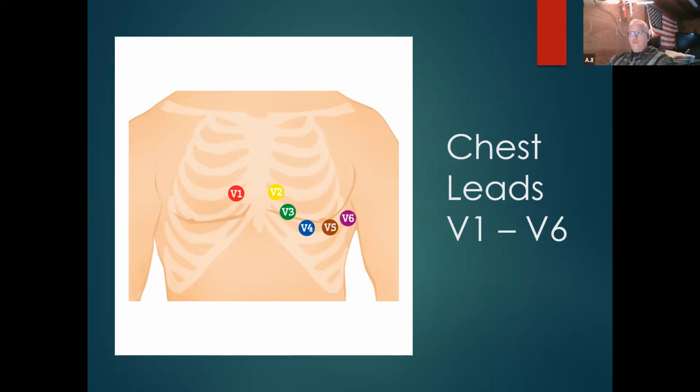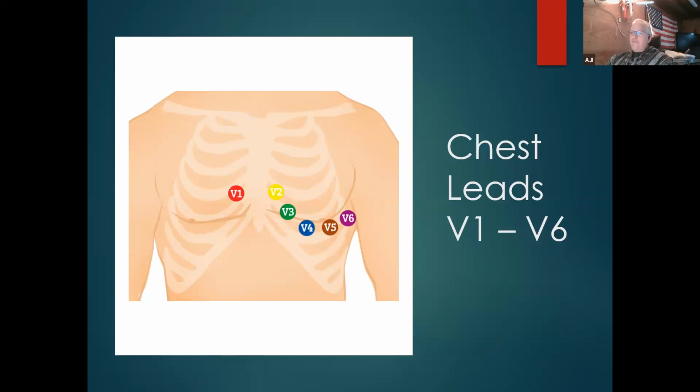Then it's easier if we go down one intercostal space, mid-clavicular. You go straight down from the clavicle and place V4. And right between V2 and V4 goes V3. You put it exactly right in between them.